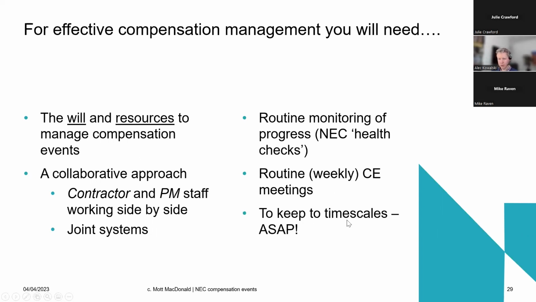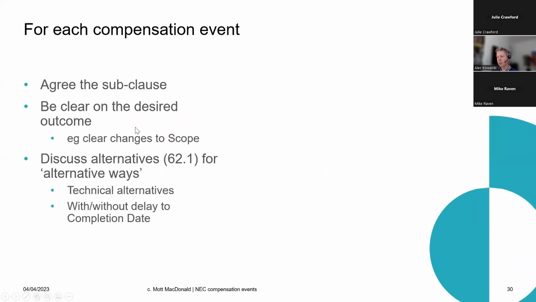Keep to the timescales. The contract will punish you if you don't. And then for each compensation event, have a think about the subclause. Is it 60.1(1), 60.1(5), 60.1(12), whatever it is? Be clear which one we're talking about. And be clear on the desired outcome. So this is a change to the scope. Just be super clear. Okay.